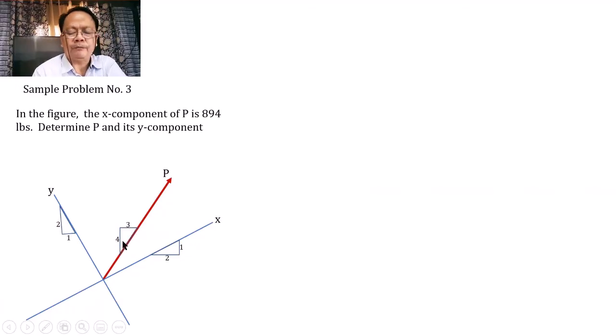And it says here that when P is resolved into components along x and along y, it has a component directed along the x given at 894. What we are asked to find is the magnitude of P and also the y component of the same force P. So, in this particular case, we are given the component, and from the component, we are looking for the magnitude of P and the magnitude of the other component when P is resolved along the two mutually perpendicular axes, not necessarily the horizontal and the vertical axis.